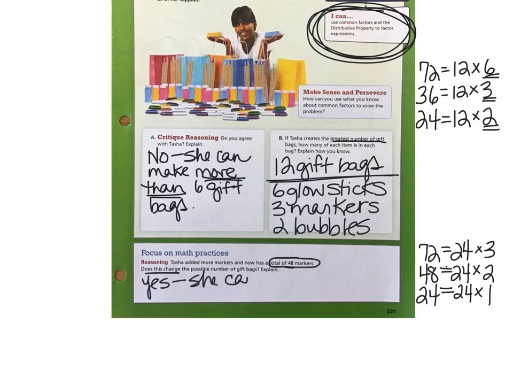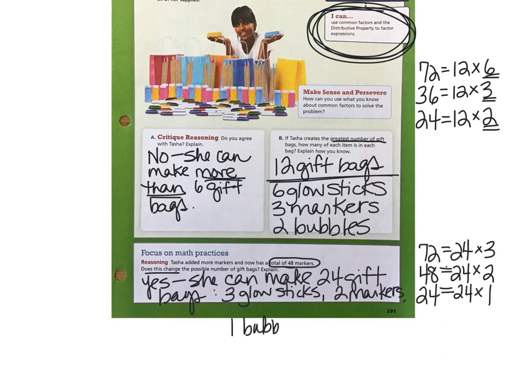Okay, she can make 24 gift bags, and in each gift bag she will have 3 glow sticks, she will have 2 markers, and she will have 1 bottle of bubbles. All right, now let's go on and look at example 1.